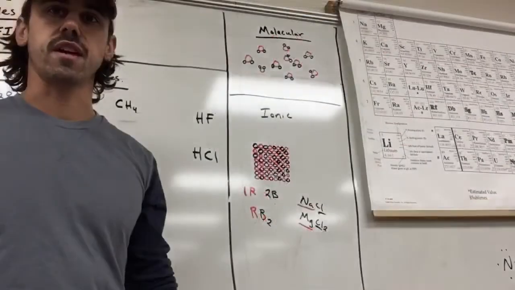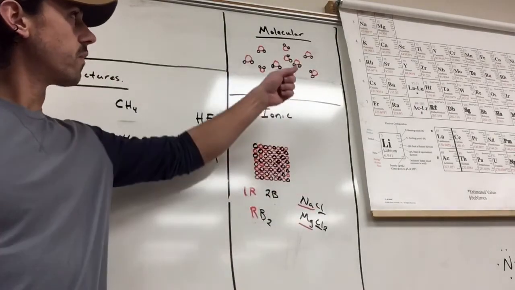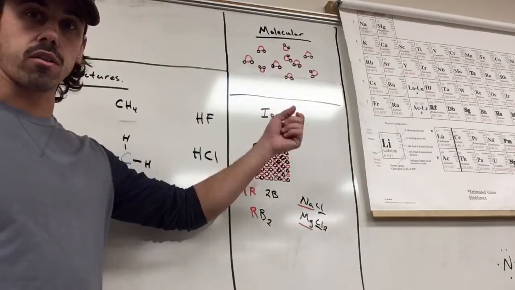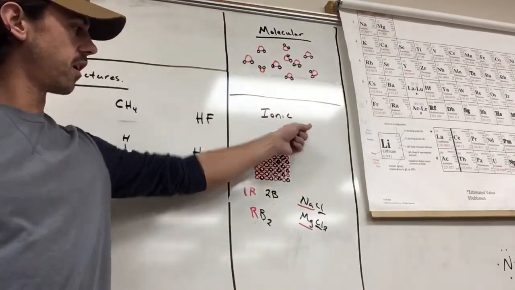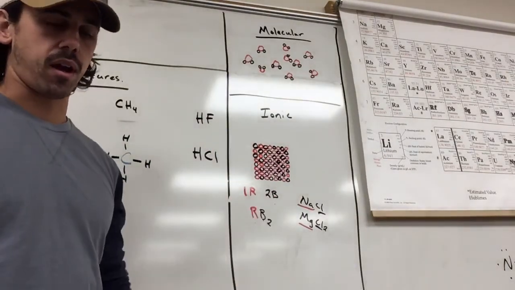So hopefully that clears up representative units. For our molecular compounds, we have representative particles called molecules, and for our ionic compounds, we have formula units because we can't pick out individual particles from an ionic compound.